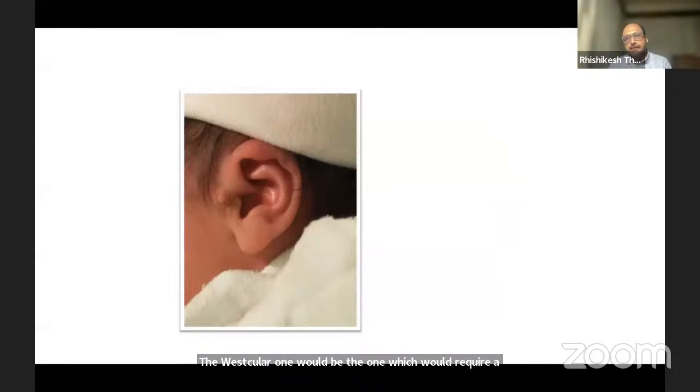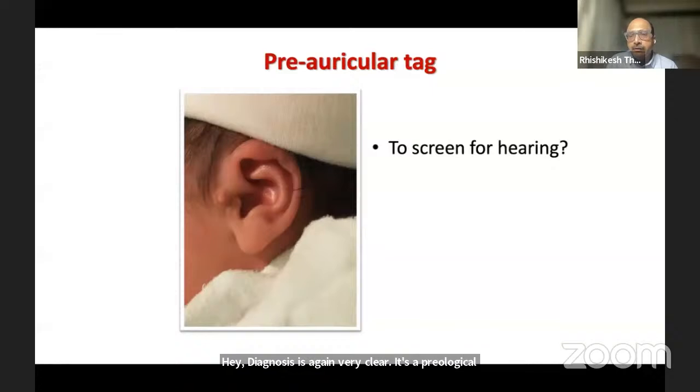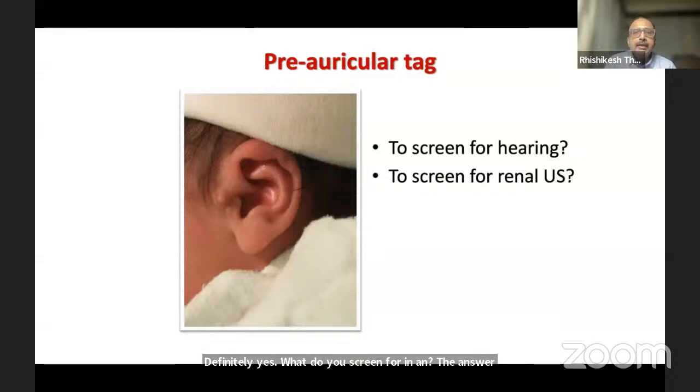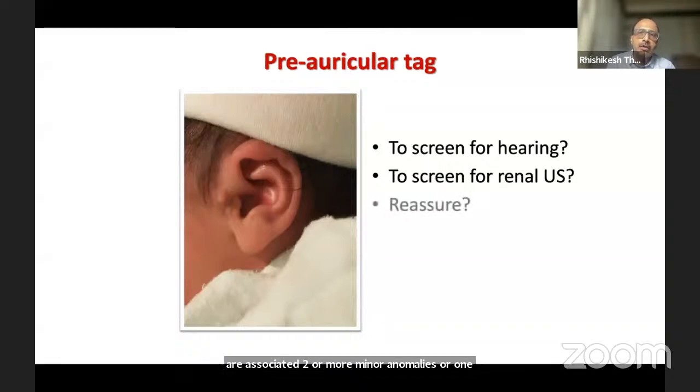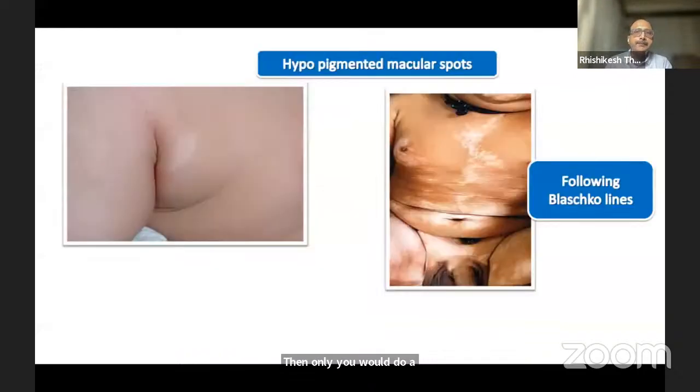Okay, have a look at this baby. The diagnosis is again very clear. It's a preauricular tag. Question is, would you screen for hearing for these babies? Definitely yes. Would you screen for renal ultrasound? The answer is no. There is no role today to routinely screen for renal ultrasound unless there are associated two or more minor anomalies or one major anomaly. Then only you would do a renal ultrasound, not otherwise. So what would you do? Reassure the parents. That's all that is required.